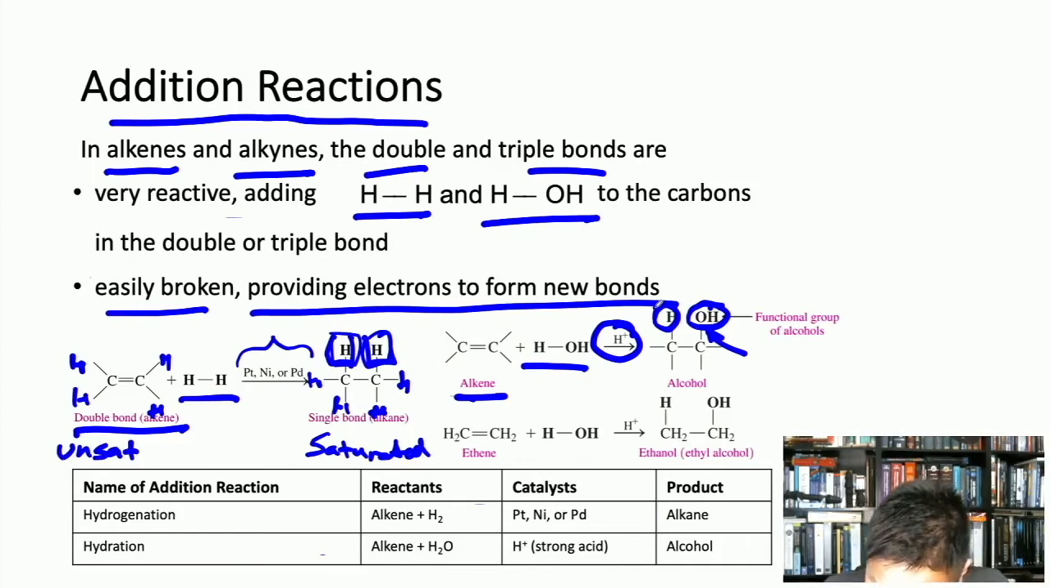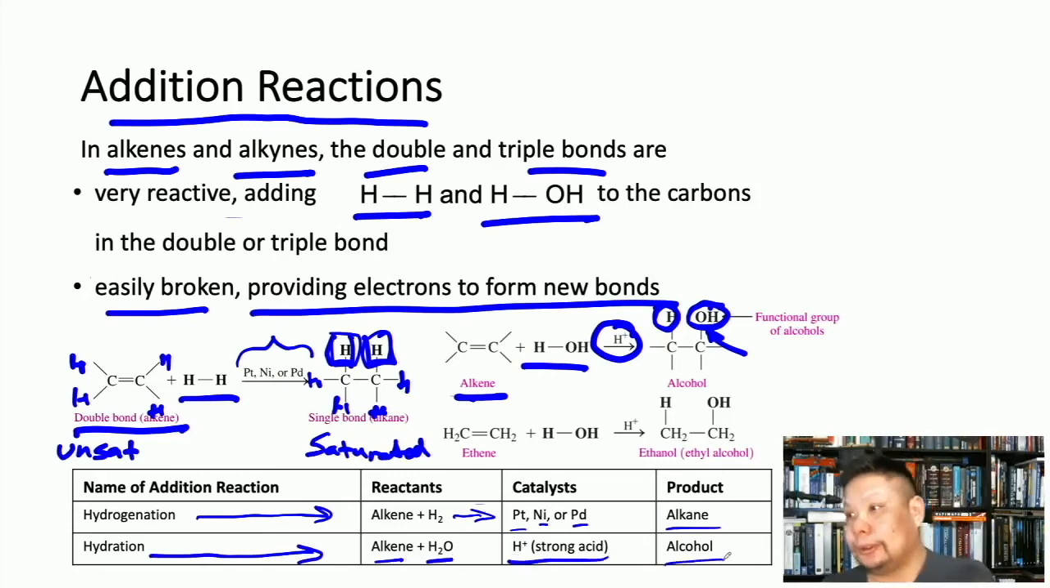So here's a quick little review or summary. In a hydrogenation reaction, an alkene plus hydrogen gas with a catalyst, platinum, nickel, or palladium, will give you an alkane. In a hydration reaction, an alkene plus water and some strong acid will give you an alcohol. Make sure you know that.